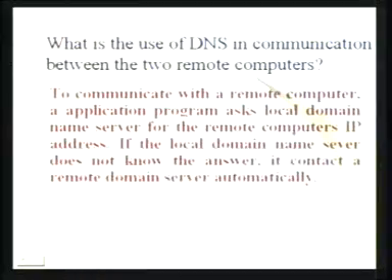Now you can ask the question: what is the use of DNS when the transmission is going on between 2 remote computers? Let me answer this question. To communicate with a remote computer, an application program asks a local domain name server for the remote computer's IP address. If the local domain name server does not know the answer, it connects to a remote domain server automatically.